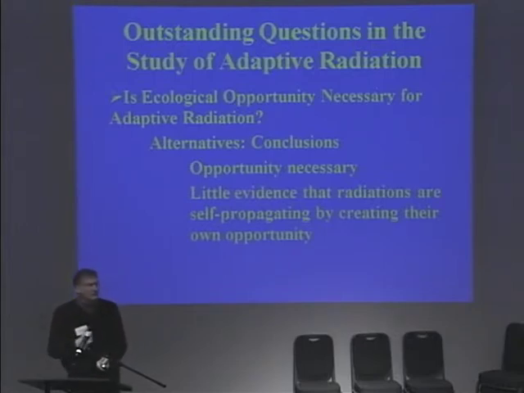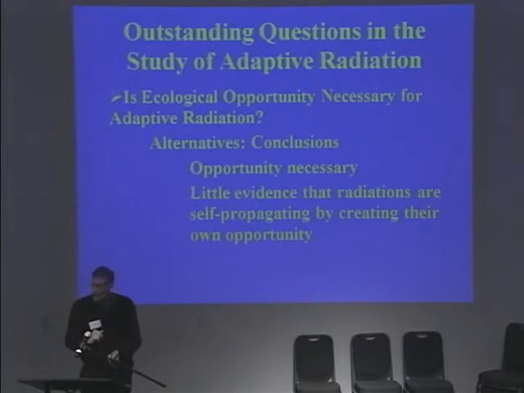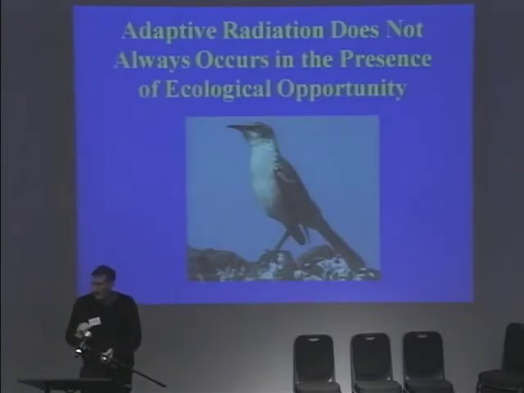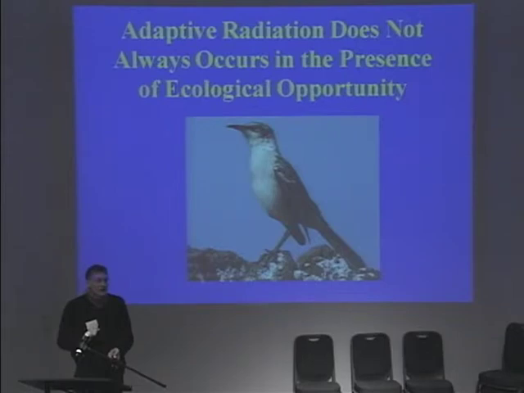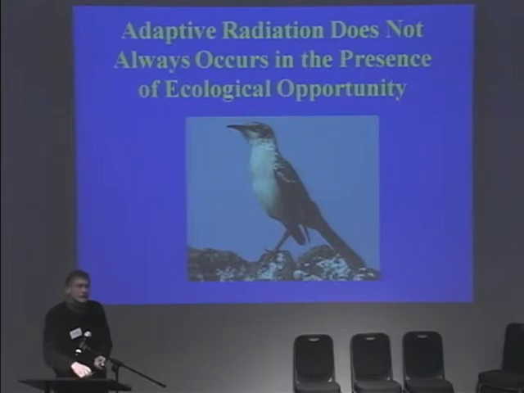Clades could be self-propagating and creating their own opportunity, although there's very little evidence of this to date, perhaps because people haven't looked that hard so far. I want to digress for just one moment to ask, why does adaptive radiation not occur sometimes in the presence of ecological opportunity? And of course, the famous example that Darwin himself looked at, the mockingbirds of the Galapagos.